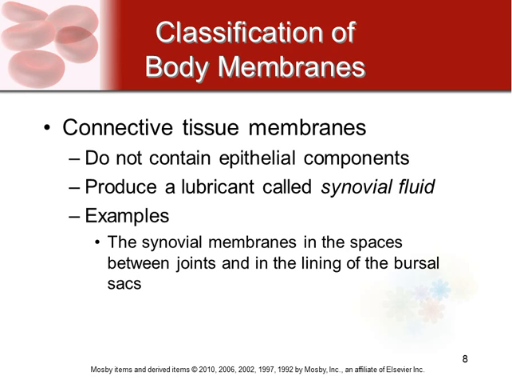So now we'll do some connective tissue membranes. Connective tissue membranes are ones that do not contain epithelial components. And they use a lubricant that's very specific. It's called synovial fluid. An example, your synovial membranes are the ones in the spaces between joints and the lining of some bursa sacs. So you have synovial fluid and those synovial membranes on all of your joints, and that's what keeps them well lubricated and moving. If not, it would be like grinding bone on bone, which really isn't very pleasant, and that's actually kind of what arthritis is.